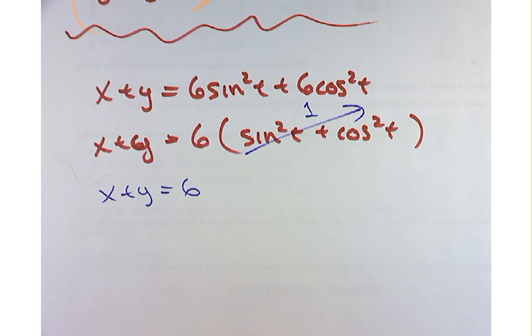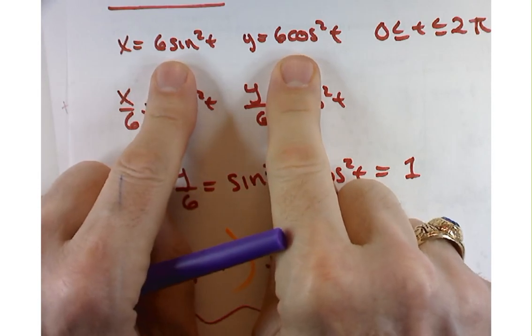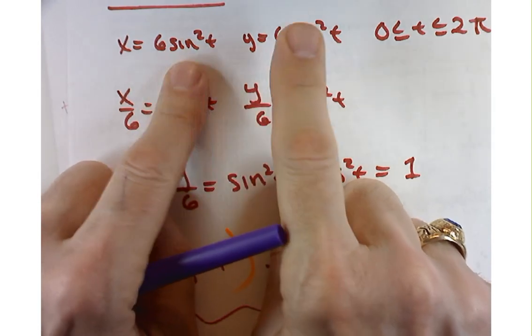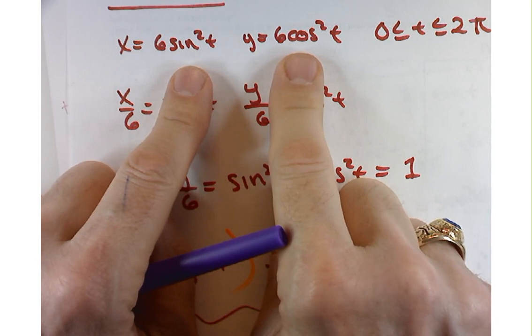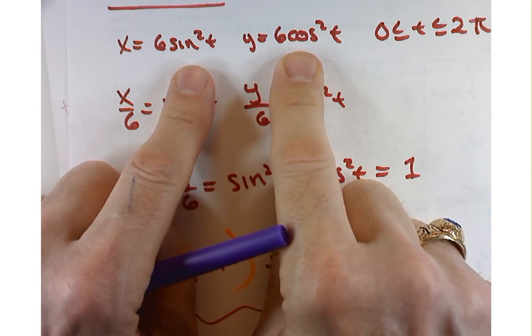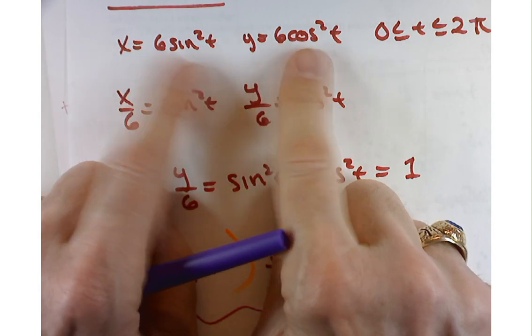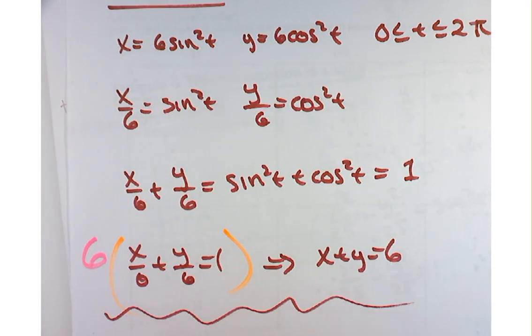Now keep in mind, as you're looking at this parameterization, both of these are squared. So can either of these ever be negative? No. The smallest they could be is 0. The largest they could be is 1. So 1 times 6 would be 6. So this is really trapped in the first quadrant between 0 and 6 on each respective axis.